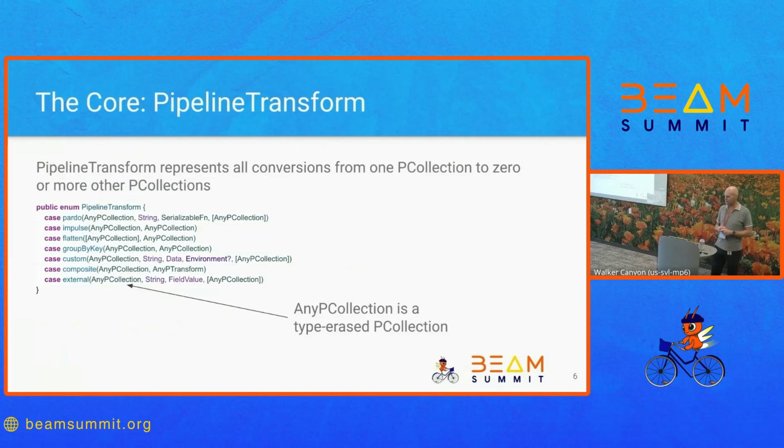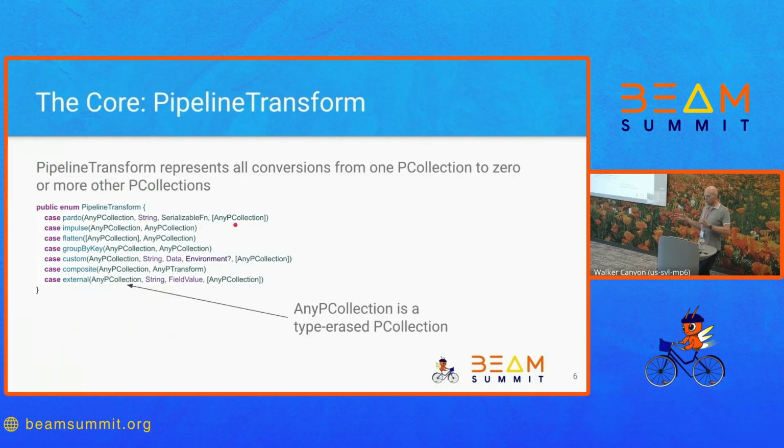But anyway, the pipeline transform is the core element. Everything you're looking at on that previous screen is, under the hood, building a graph using these enums. The core one here is, of course, ParDo, and this is the input collection, the optional name, the function to actually apply in the ParDo, and then the output collection.